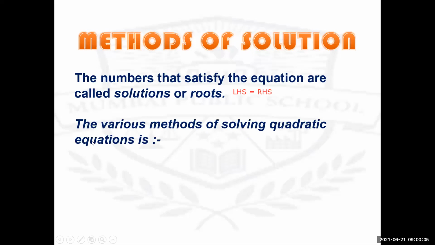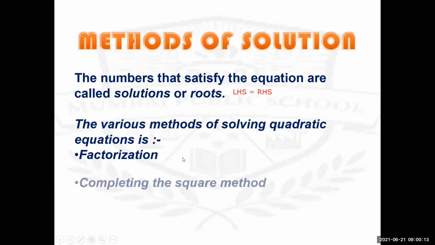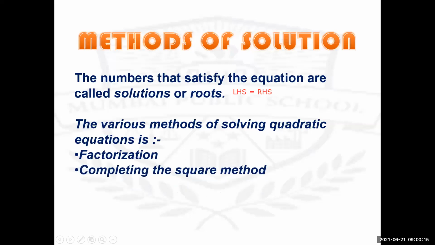The various methods of solving a quadratic equation are factorization, the completing the square method, and using the quadratic formula. So there are three methods of solving a quadratic equation. We are going to study each one of them in detail.